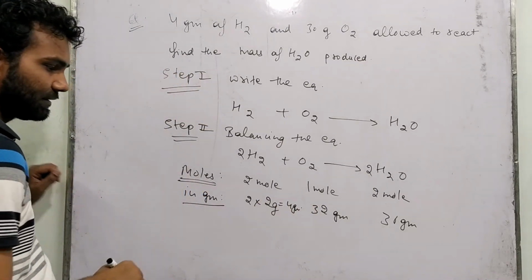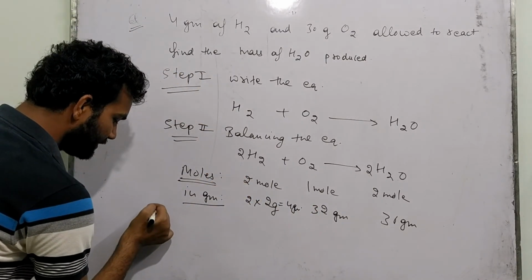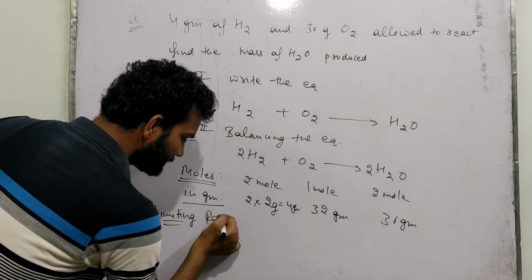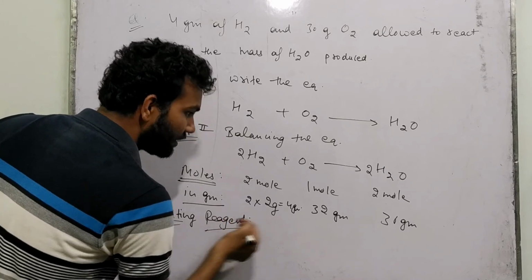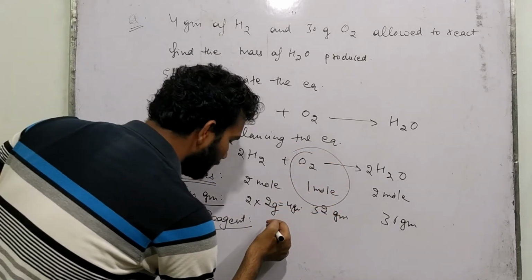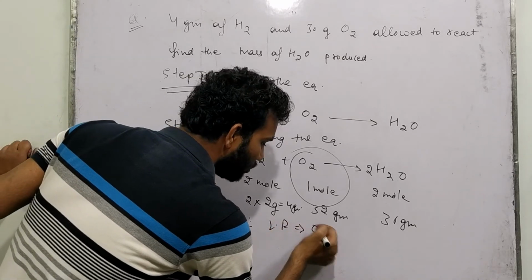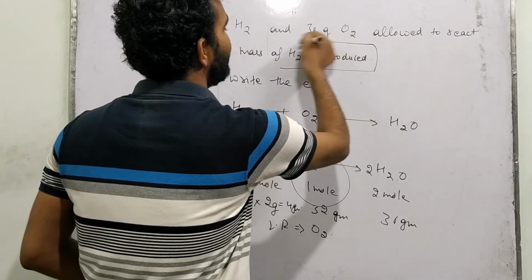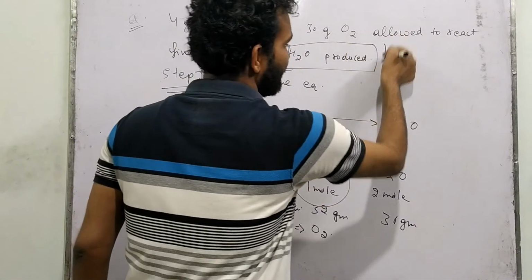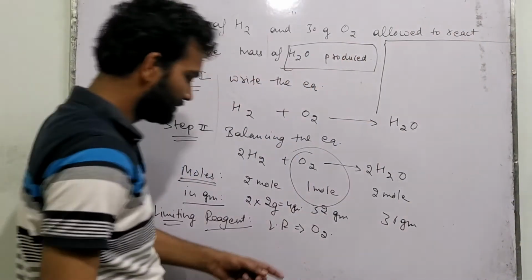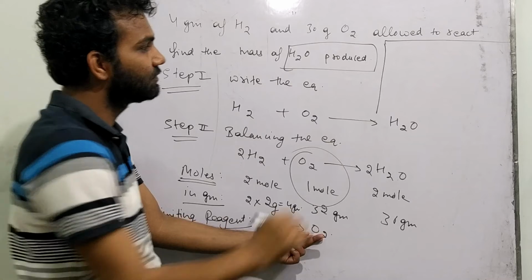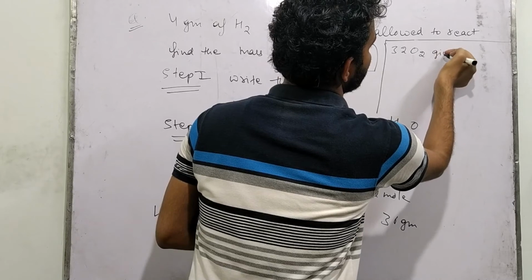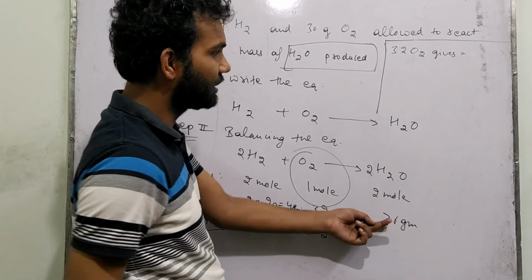So you can write here, first of all you will find out the limiting reagent. So here what is the limiting reagent? Limiting reagent is your oxygen, because that is present in 1 mole. So LR here is O2. So by using LR we will solve the equation: how much H2O will be produced. कैसे? यहाँ पे इसको करते हैं. Now see, 32 gram O2 gives how much gram of water? 36 gram of water.